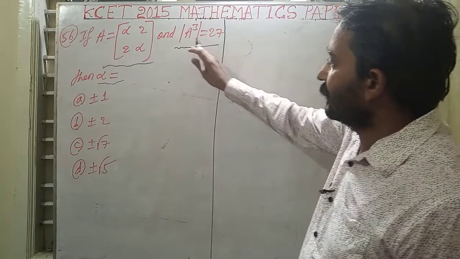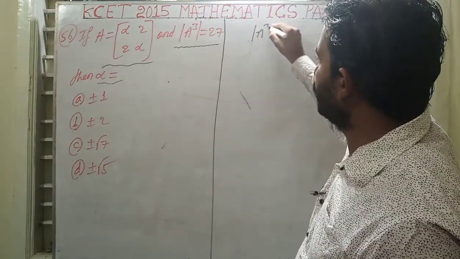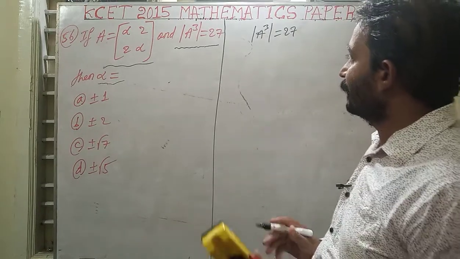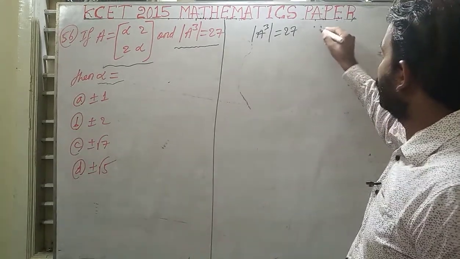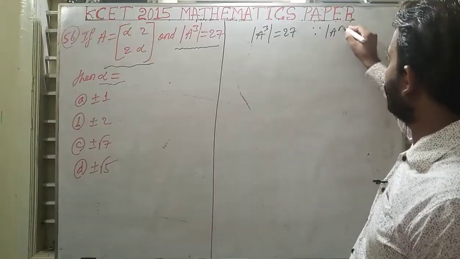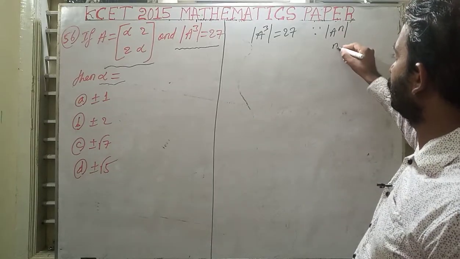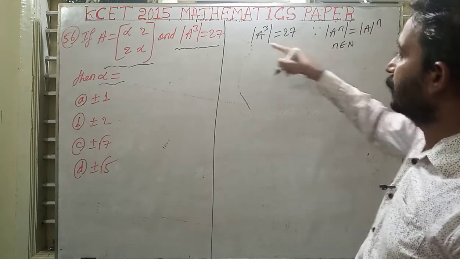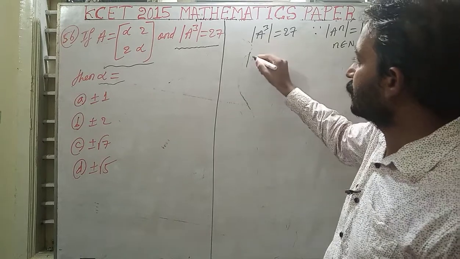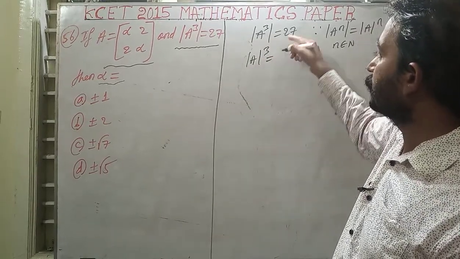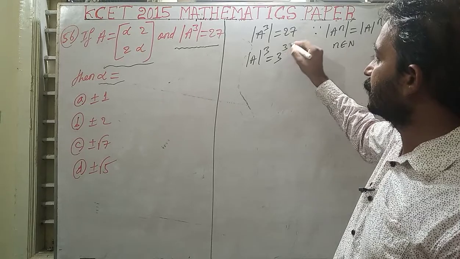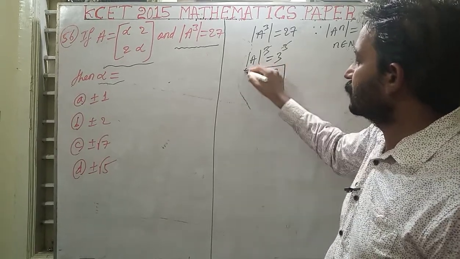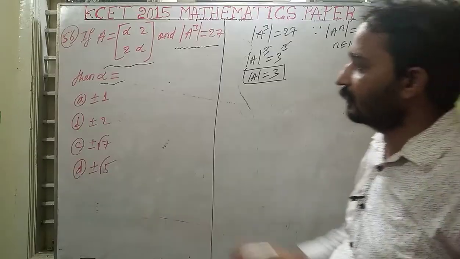So let us take determinant of A cube is equal to 27. Using one of the properties of determinants, we know that determinant of A to the power of n, where n is a natural number, is equal to determinant of A whole to the power of n. In this way this can be written as determinant of A whole cube. 27 can be written as 3 to the power of 3. Now the cubes get cancelled, so determinant of A is equal to 3. So using this condition we have to find out alpha.